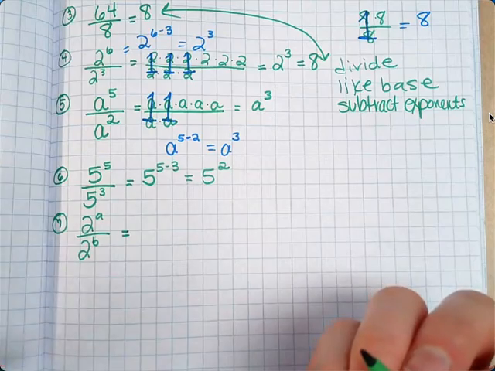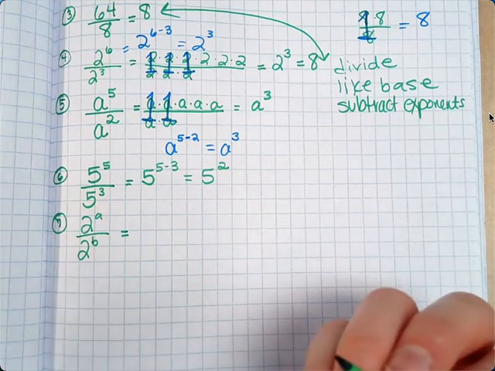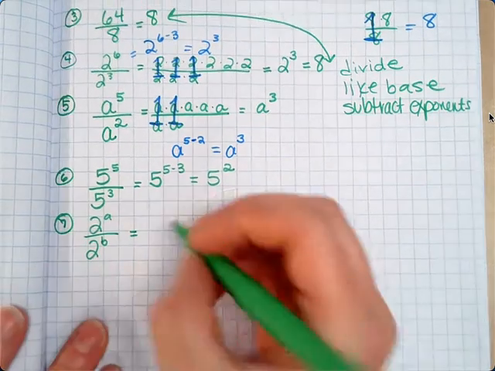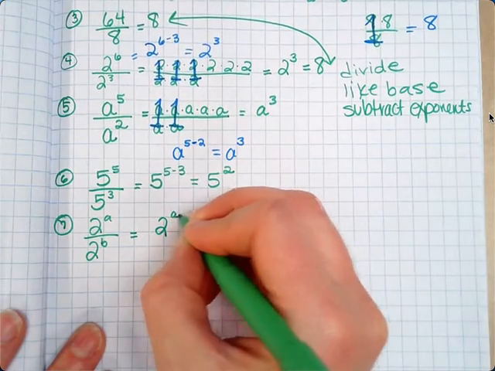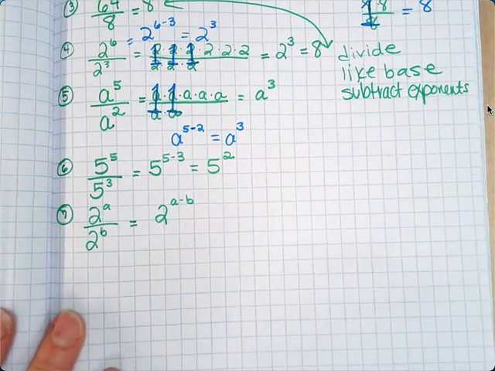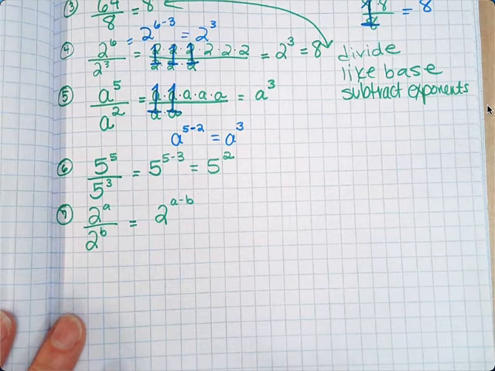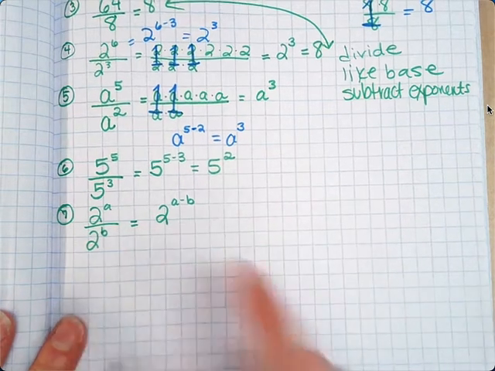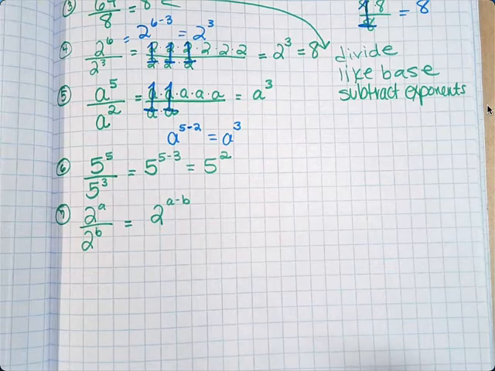Can we do the same thing? Keep the same base. So what will we subtract? 2 to the A minus B. That's it. And we can't do anything with that. That's all we can do.